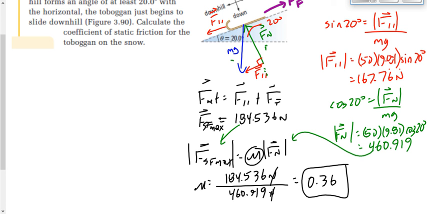Thank you, Mallory. We do have a bit of a typo here. This should have been 167.76. This should have been 167.76. But miraculously, we end up with the same answer here of 0.36.